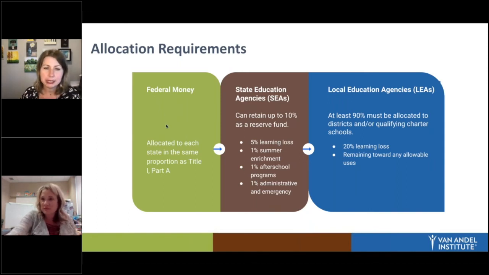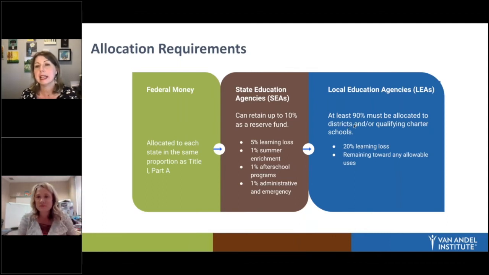Yeah. So looking at how that money gets allocated, I think that's important to know as well. We have this federal money. It's allocated to the states in the same proportion as Title I Part A. So however your Title I Part A funding gets allocated is the same way this money was allocated. Once it comes to the state education agency, or SEA as they call them, that agency can retain up to 10% of the funds, but they must give at least 90% to the local education agencies. A local education agency is a school district, or some qualifying charter schools can also be LEAs. So 90% has to go to the district.